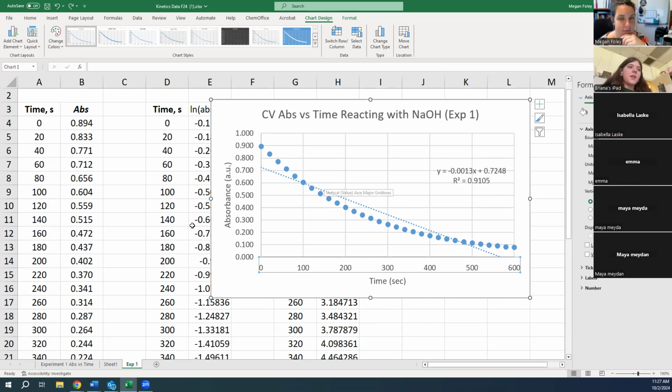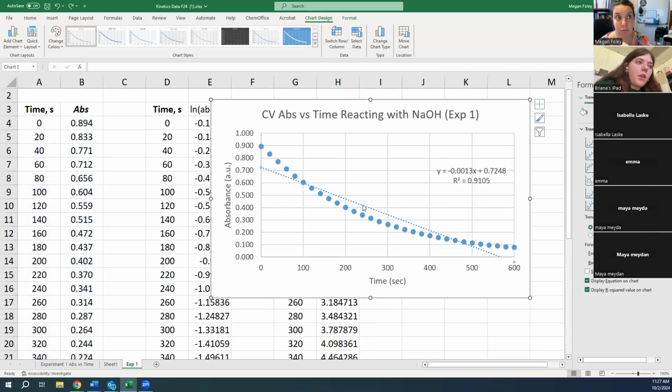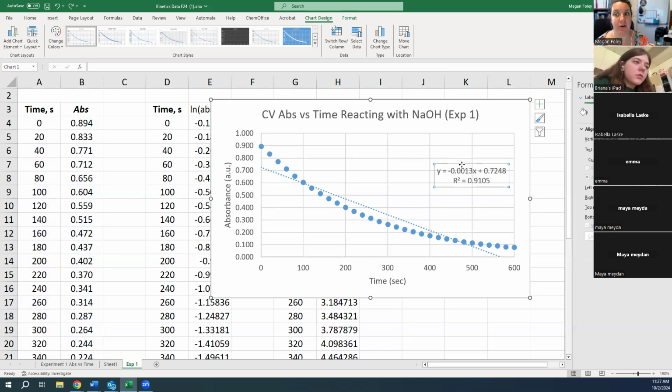Thank you. And then how did you get the y equals and the R squared value again? You're gonna click on the trend line itself. And then you're gonna click it again, format trend line. So anything you want to change, you're gonna right click or double click to go to the format option. And then on the right, we see display equation on chart and display R squared value on chart. Perfect. Thank you.